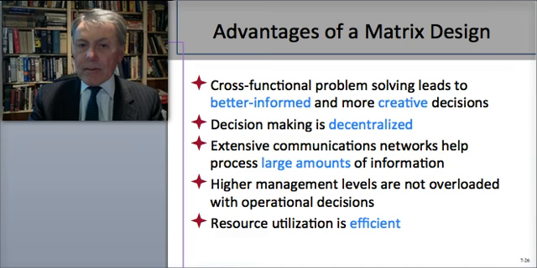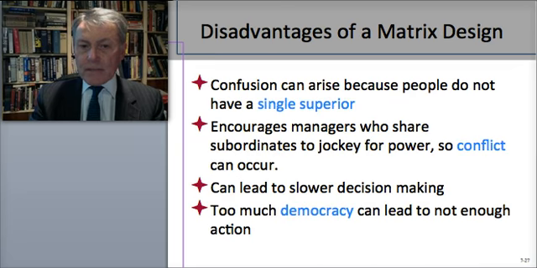The advantages of a matrix organization: cross-functional problem solving leads to better informed and more creative decisions. Decision-making is decentralized. Extensive communication networks help process large amounts of information. Higher management levels are not overloaded with operational decisions, and resource utilization is efficient.